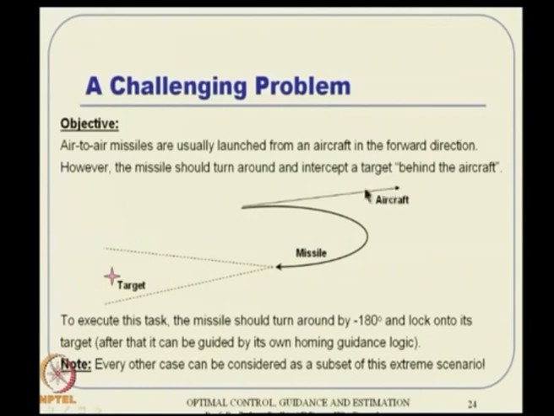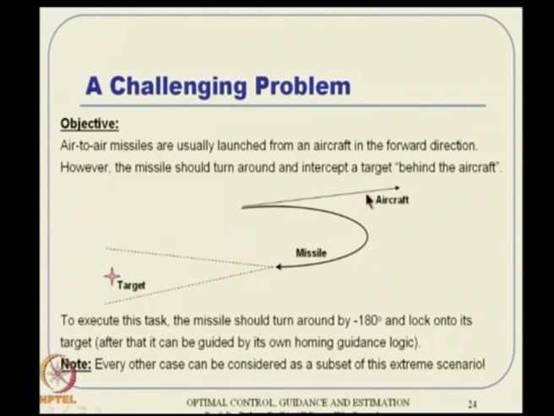Typically it is capable of firing a missile towards a target in front. So, if a target is in the back side of the aircraft, the typical thing is you do a cobra maneuver. You increase your angle of attack and hence the drag increases and the speed reduces. So, you come back, and then you reduce the angle of attack and come down.